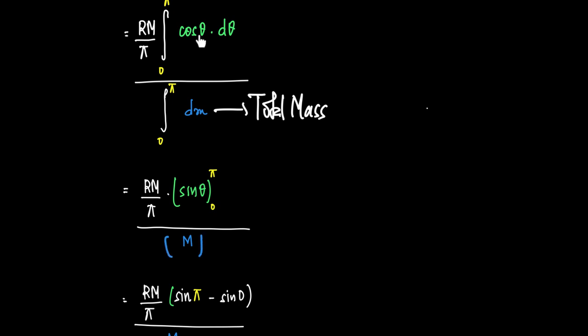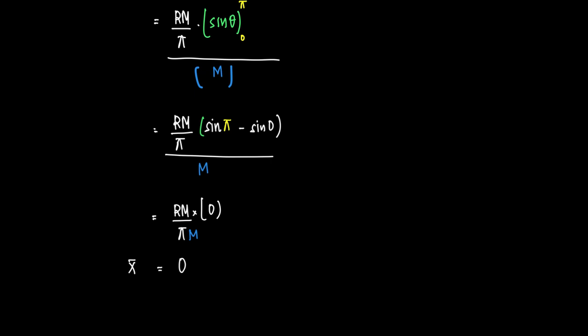What is integral of cos theta? Sin theta, varying from 0 to pi, which means rm by pi into sin theta varying from 0 to pi becomes sin pi minus sin 0. Sin pi is 0, sin 0 is 0. So this expression reduces to x bar is equal to 0, which makes sense.